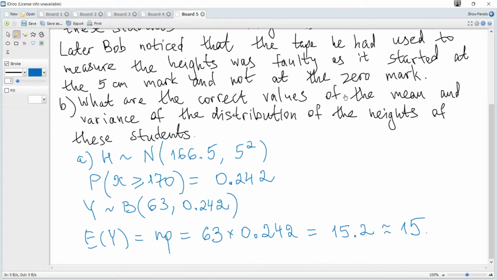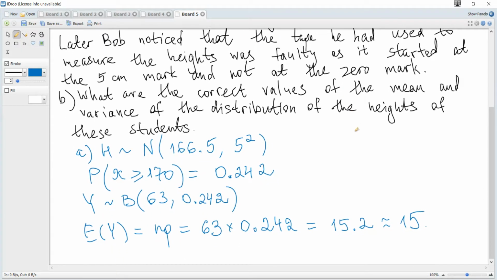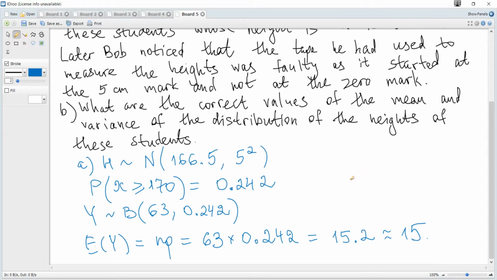The next. Later Bob noticed that the tape he had used to measure the heights was faulty, as it started at the 5 centimeter mark and not at the 0 mark. B. What are the correct values of the mean and variance of the distribution of the heights of these students? So actual values are 5 centimeters less.